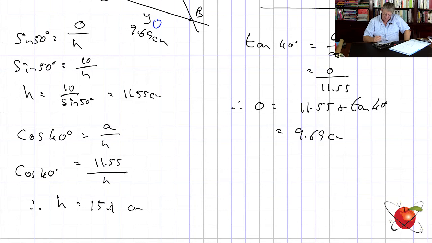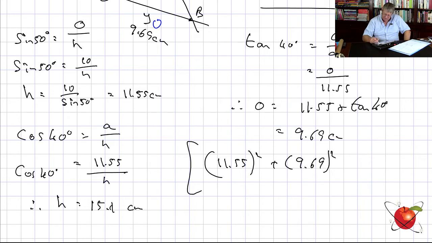And you can check with Pythagoras. What is 11.55 squared plus 9.69 squared? And all that to the power of a half is the square root. You get 15.1 centimeters, right?